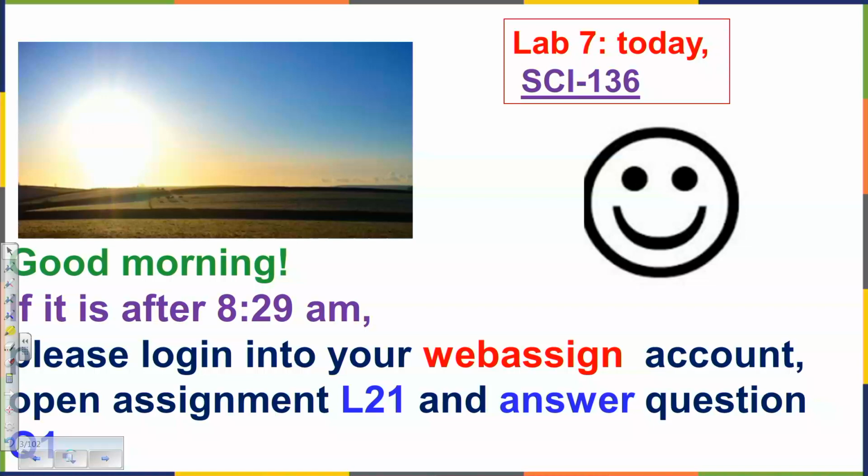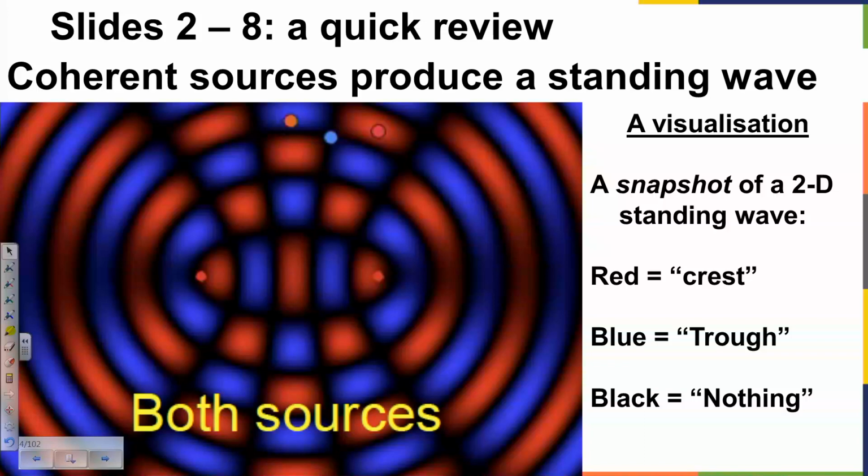Well, so a quick review. This picture represents a visualization of a standing wave. These colors, red, blue, have nothing to do with the actual color of actual light we may see. This is a color-coded picture, that's it. And it helps to visualize what might happen everywhere at the same time.